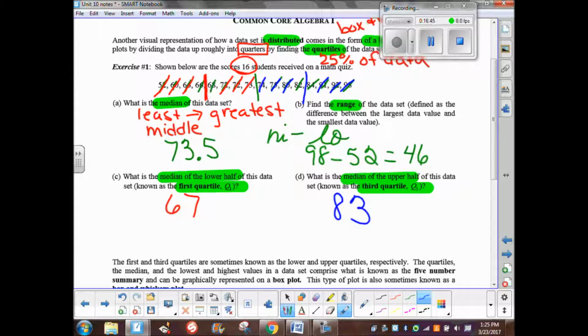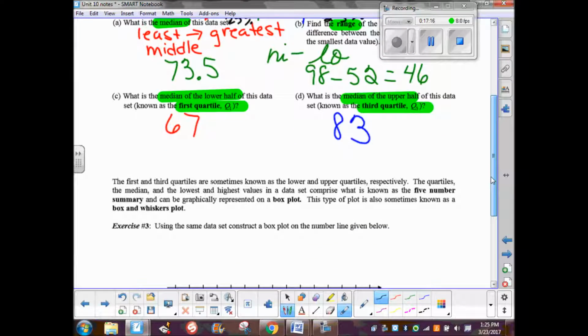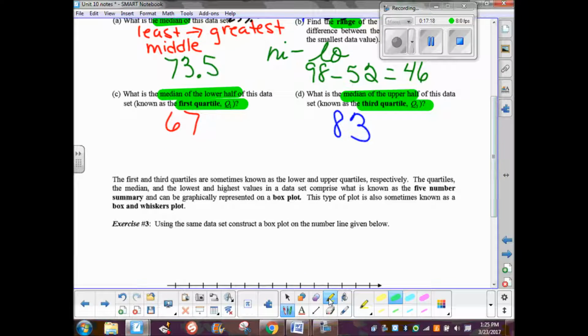So can you see the quartiles here? I took the data and split it into quarters. Right here, 25% of the data, 25%, 25%, 25%, to make 100% of the data. So the first and the third quartiles are sometimes known as the lower and upper quartiles. I did mention that.